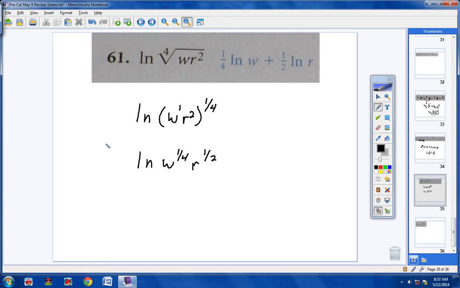And now, guys, you are so good to go. You have an argument that's multiplying. You have a W times an R. A W times an R. So whenever your argument is multiplying, that means you're going to use a plus sign. So you write a natural log here, you write a natural log here, and the one argument is W to the 1/4, and the other part of your argument is R to the 1/2.